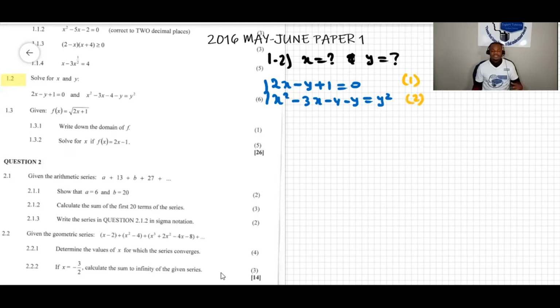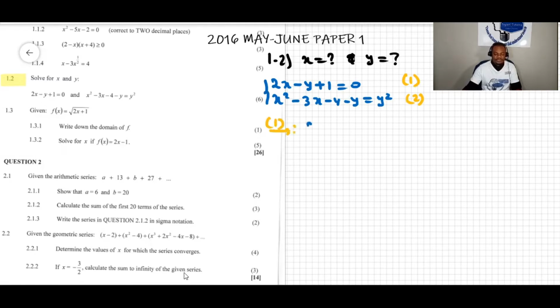So now, for simultaneous equations, we need to select one equation that should be easier to work with. And then from that equation, we're going to select one variable and make that variable the subject of the formula. Then we can substitute that new equation into the other equation. Okay, talking may not make sense. Let's just do it.